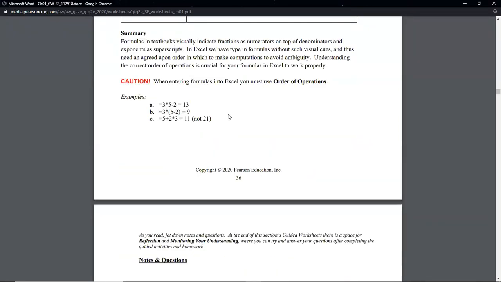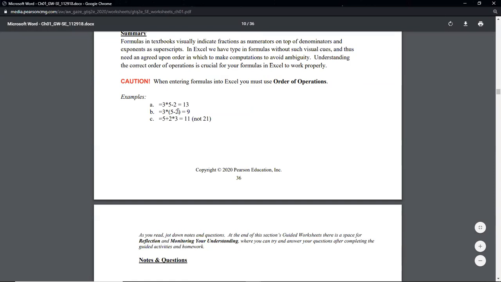Okay. So order of operations we already talked about. Here's some examples of the order of operations being applied. You've got a multiplication and subtraction. You do the multiplication first. 3 times 5 is 15. Minus 2 is 13. Here, you've got the 5 minus 2 in parentheses, so that tells us to do the parentheses first. Parentheses are used to circumvent the order of operations.